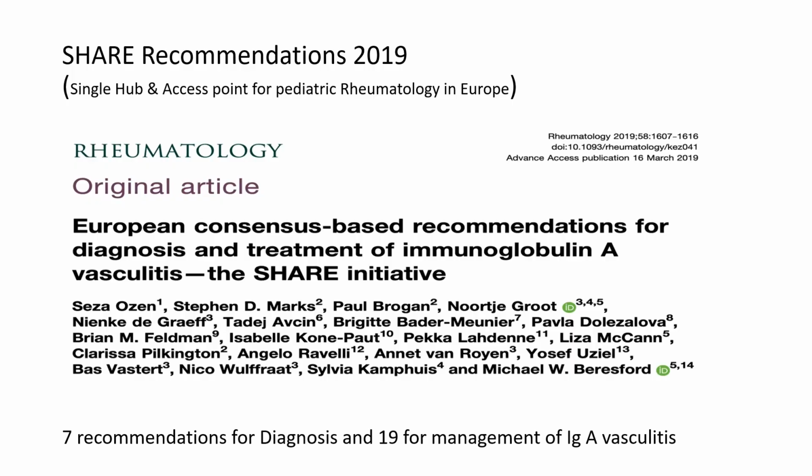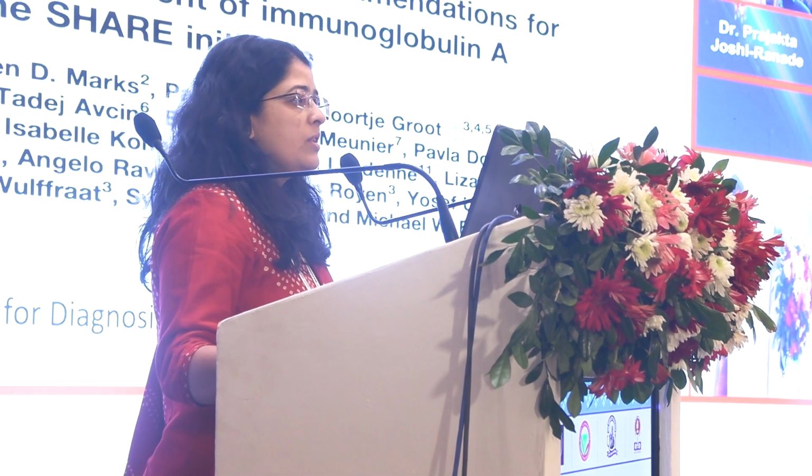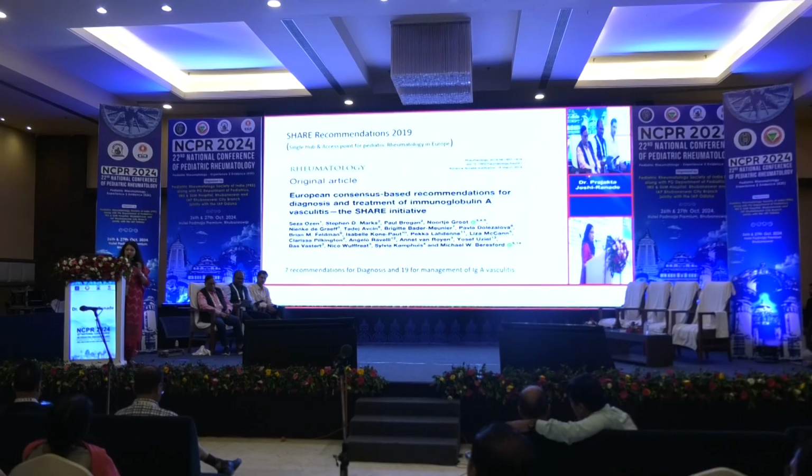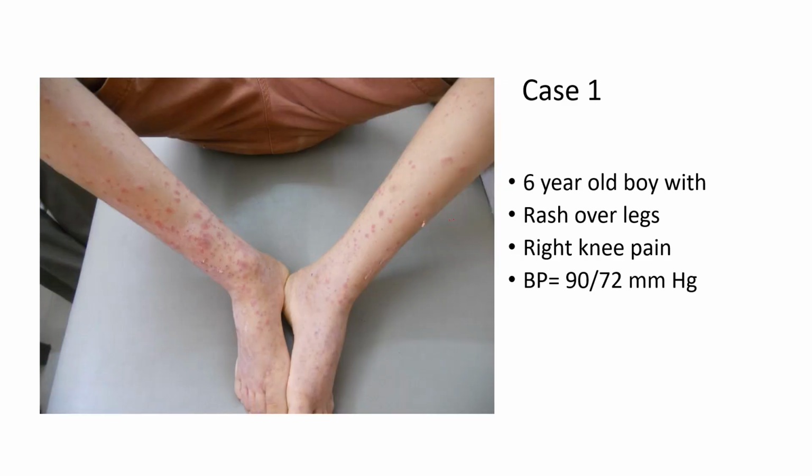In the year 2019, shared recommendations were suggested for diagnosis and management of children with IgA vasculitis. Before this, a lot of recommendations were extrapolated from the adult IgA vasculitis or sometimes from IgA nephropathy. So now we have pediatric specific recommendations and we use this by and large for our clinical practice. We'll discuss a few of the clinical features in a case-based way.